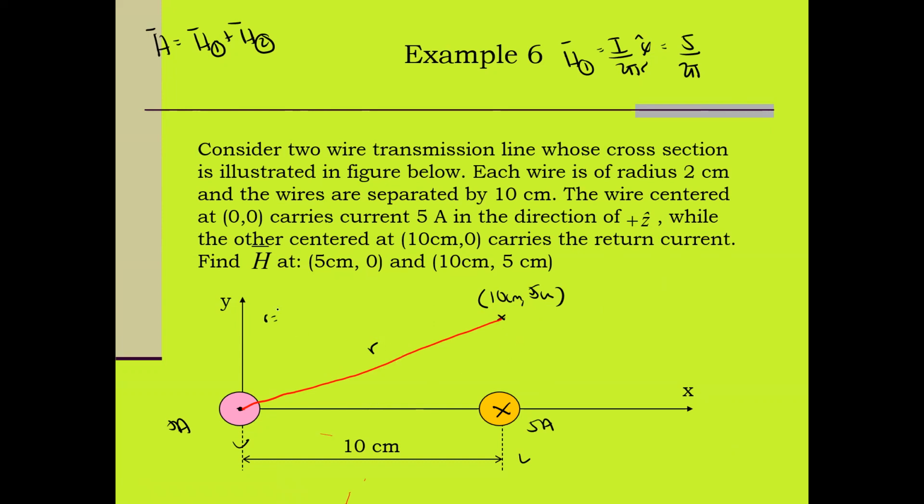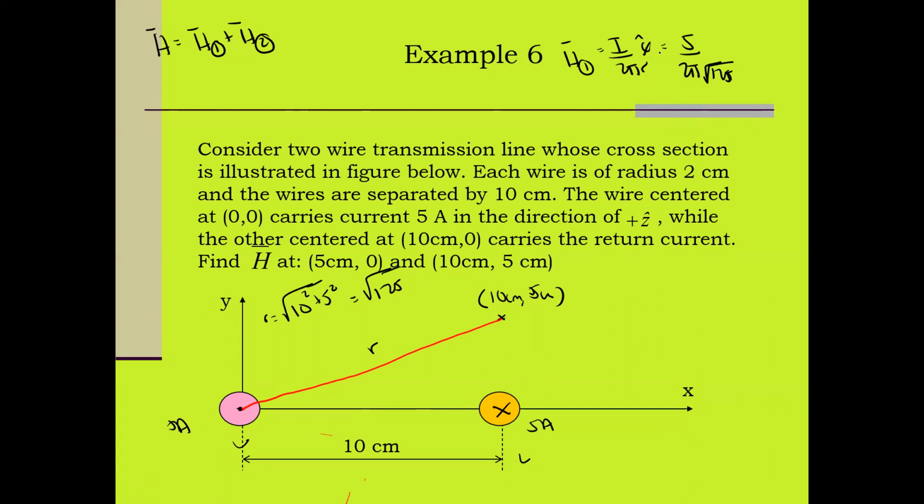So R will basically equal 10 squared plus 5 squared, square root. So that should be the square root of 125. That should be the value of R, so we can have it as the square root of 125.